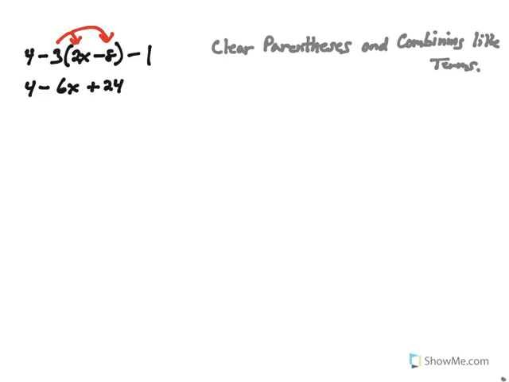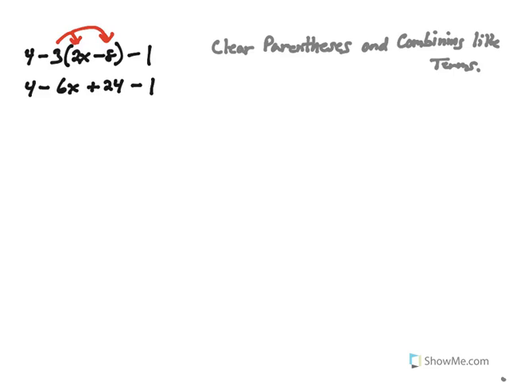Now, do I multiply the -3 with the -1? The answer is no, because the -1 is not in the parentheses. So we cannot distribute the -3 with the -1, so I'm just going to copy down the -1 just like that. Okay? And now what we do is called combining like terms.